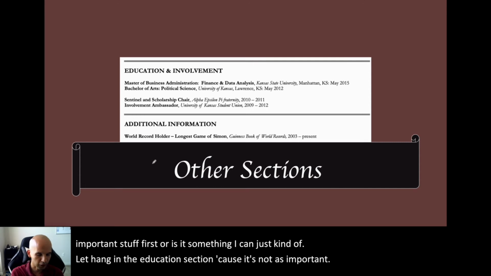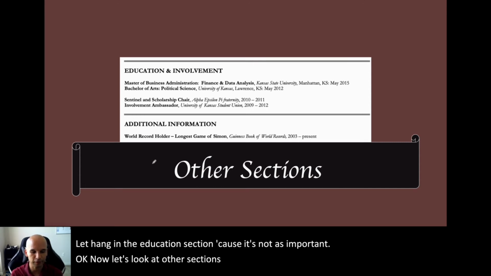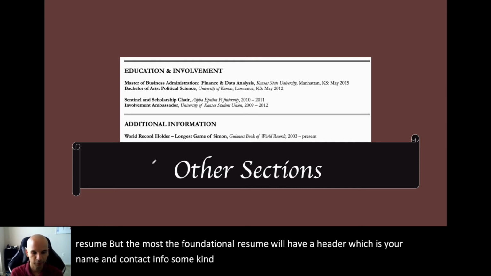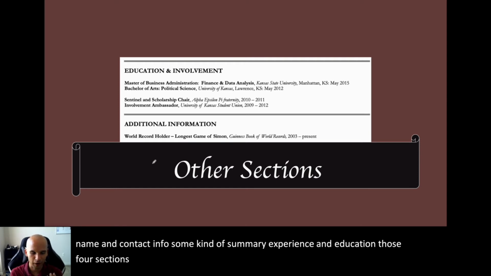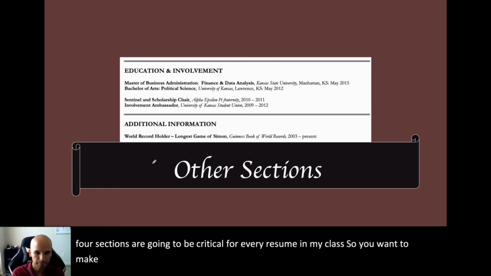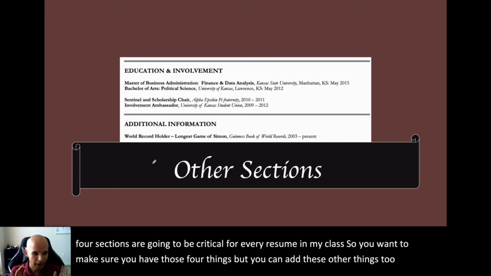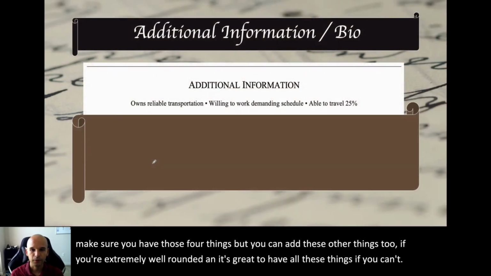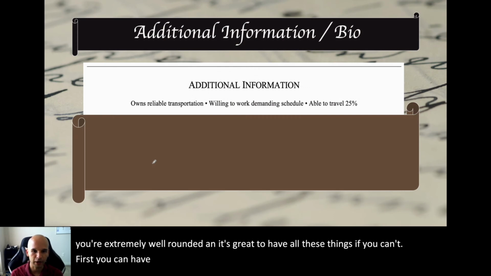Now let's look at other sections. There's other sections you can add to your resume, but the foundational resume will have a header, which is your name and contact info, some kind of summary, experience, and education. Those 4 sections are going to be critical for every resume in my class. So you want to make sure you have those 4 things. But you can add these other things too if you're extremely well-rounded, and it's great to have all these things if you can. First, you can have additional information or biography.